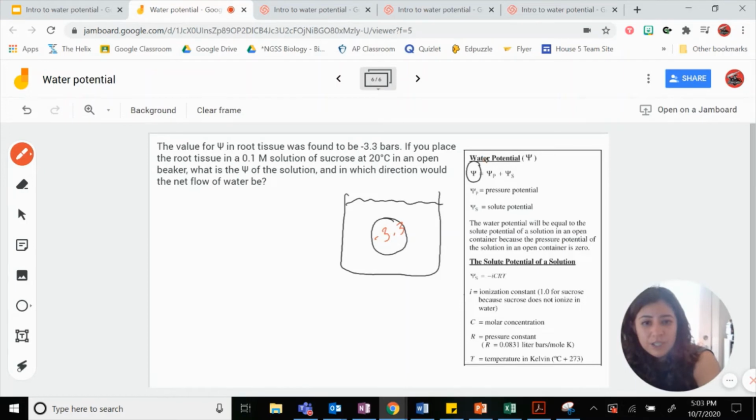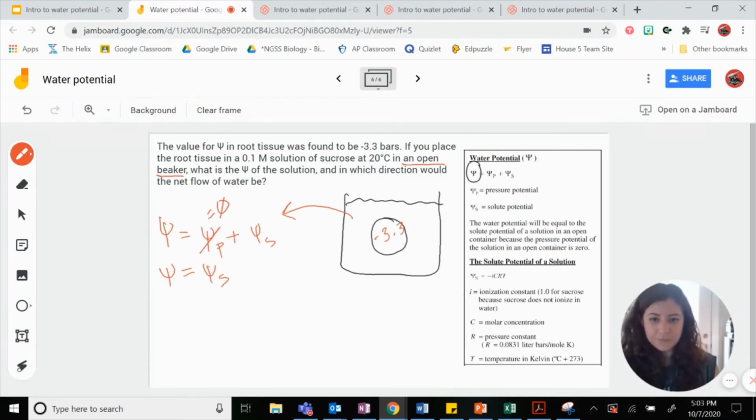So for the solution, to calculate that, it tells us, well, I'll do this. This equals, so water potential is the pressure potential plus the solute potential. But it tells us it's in an open beaker, right? That means that this water potential is going to equal 0. So in other words, the water potential is just going to be the solute potential because the pressure potential equals 0. Okay, so we just got to solve for the solute potential.